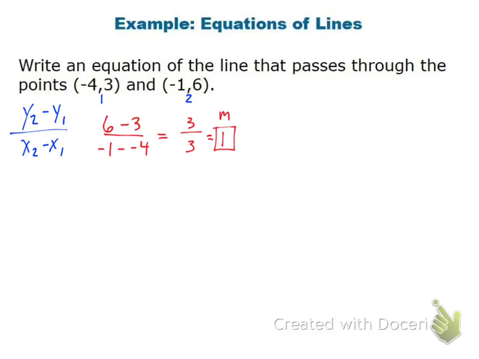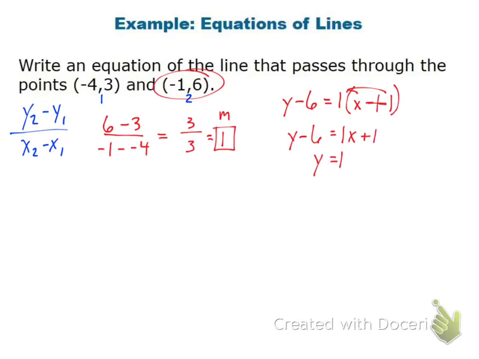And then I can choose the ordered pair that I want to use. I'm going to go through (-1, 6). So y minus my y coordinate, which is 6, is equal to 1(x minus my x coordinate, which is -1). Before I do anything else, make sure I change that to a big plus sign. Then I can distribute and get my y by itself. Add the 6 to the other side to get y is equal to x, or 1x plus 7.